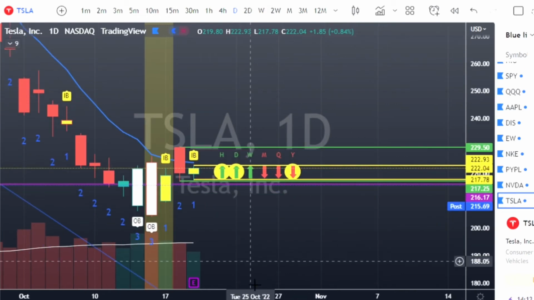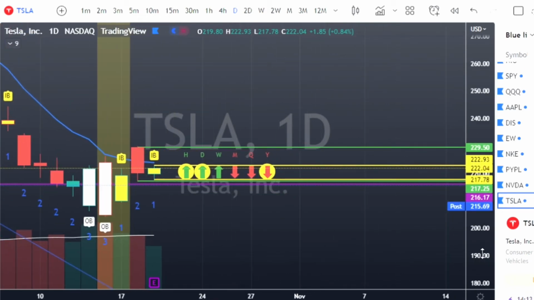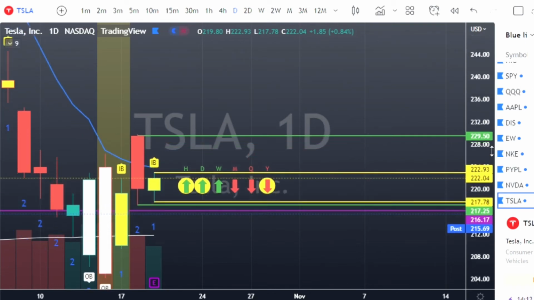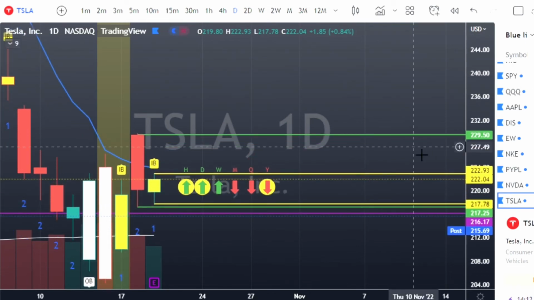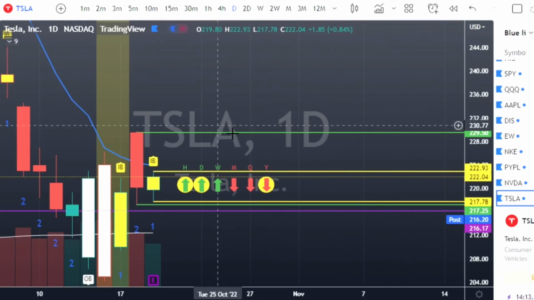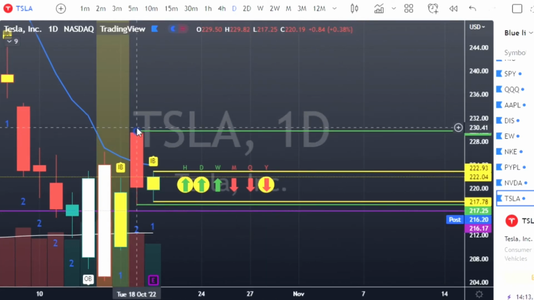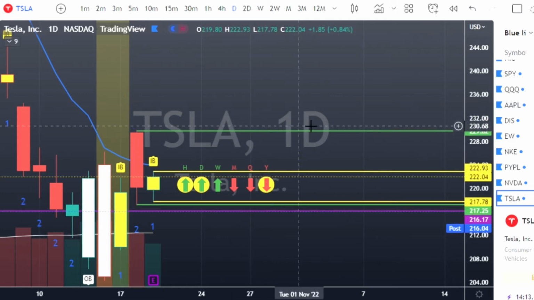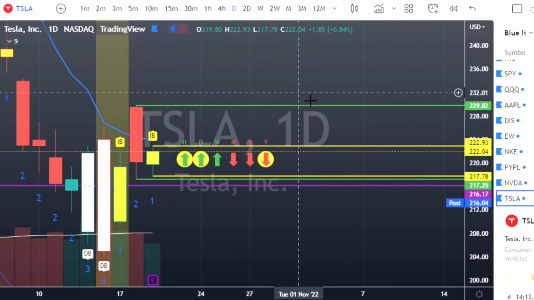Inside bar on Tesla definitely has higher premiums. Calls at 222.93, puts at 217.78. And our targets are marked out accordingly to the top of the wicks for calls, the bottom of the wicks for our puts. Again, if you guys have questions, make sure you're commenting down below. Let me know what they are so I can help you out, okay?